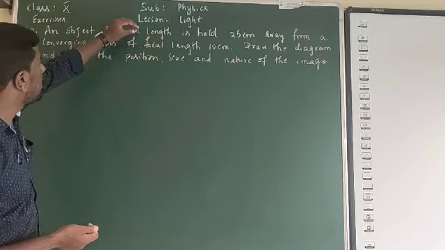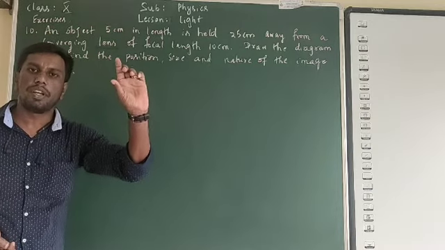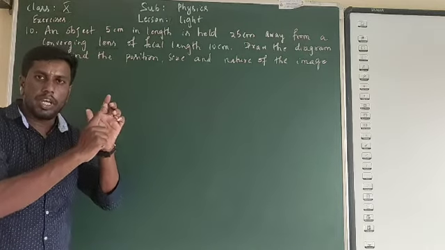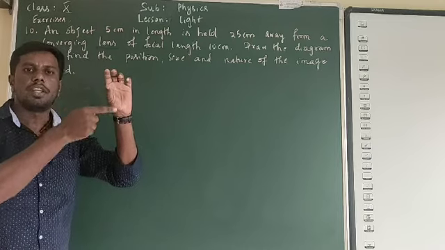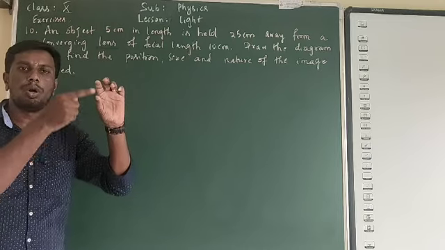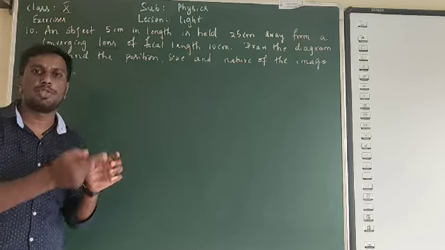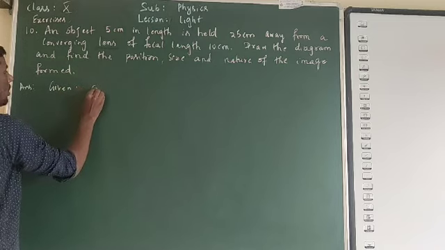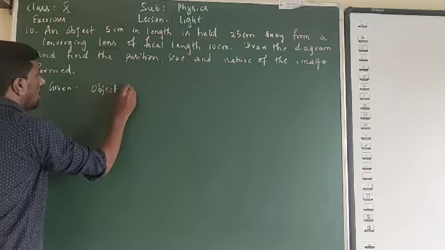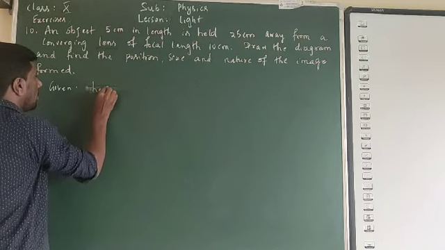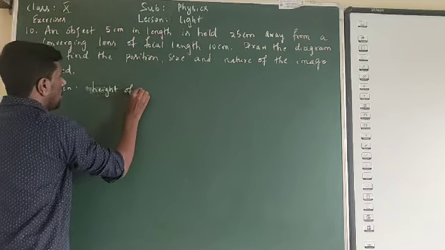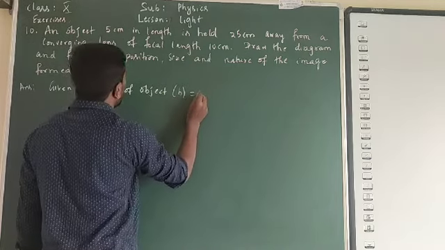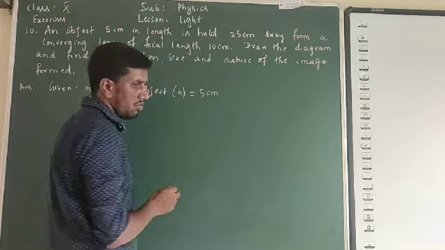An object 5 cm in length. What is that? That is the height of the object, the object height. Given: the height of the object, denoted by h, is 5 cm. We will discuss whether it is positive or negative after that.